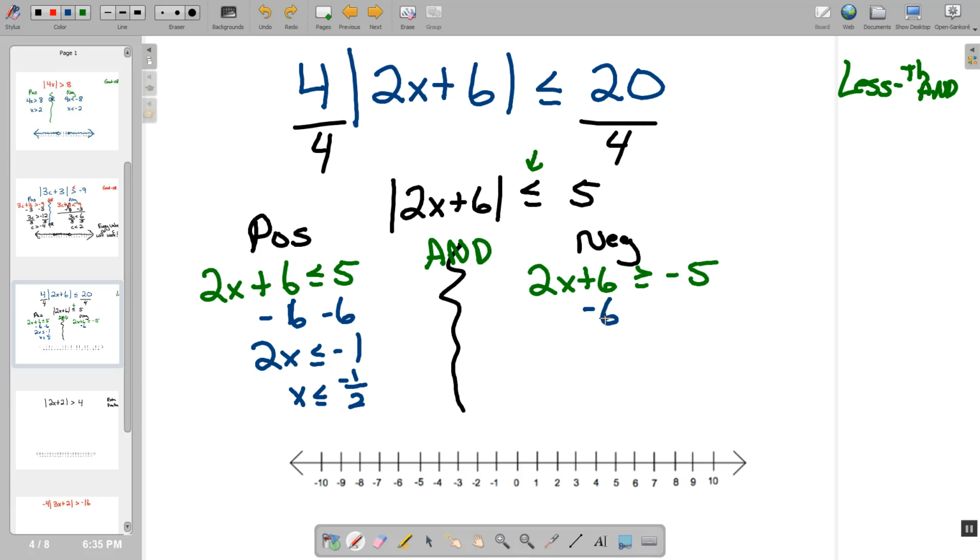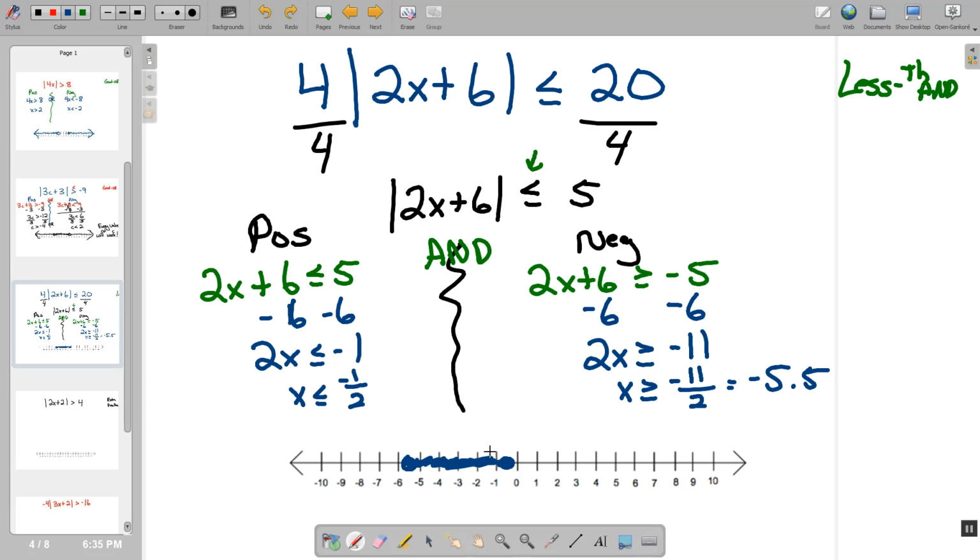And on the right side, I'm going to subtract 6 from both sides. I get 2x is greater than or equal to negative 11. So x is greater than or equal to negative 11 halves. So then I shade. Negative 1/2 is right here. This is a closed circle. And this is negative 5.5, so that'll be right there. Closed circle. And I'm going to shade between them. So unlike last problem, there is nothing else to do. This ended up working out just fine.